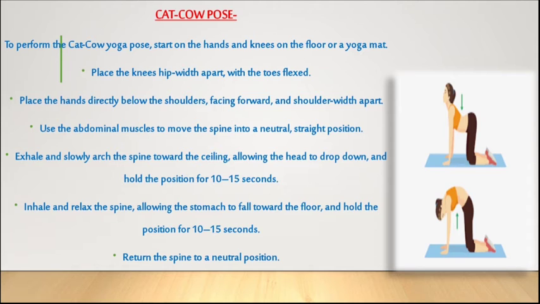You can use a yoga mat, or if you do not have a yoga mat, you can use your floor. Then place the knees hip width apart with the toes flexed. And then the second step, place the hands directly below the shoulders, facing forward and shoulder width apart. Then use the abdominal muscles to move the spine into a natural neutral position.